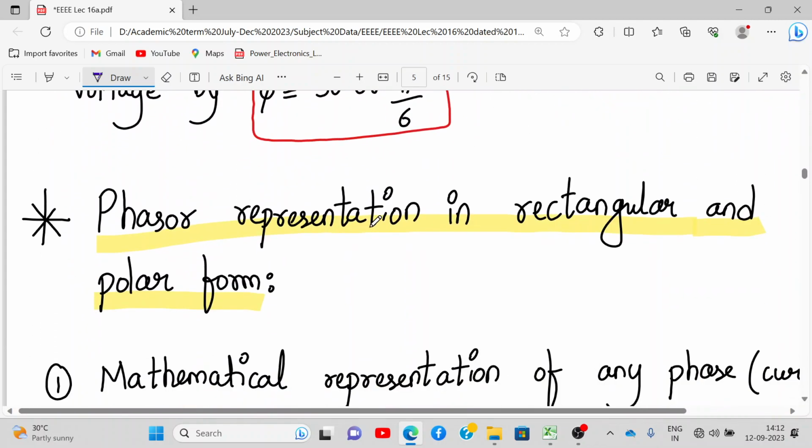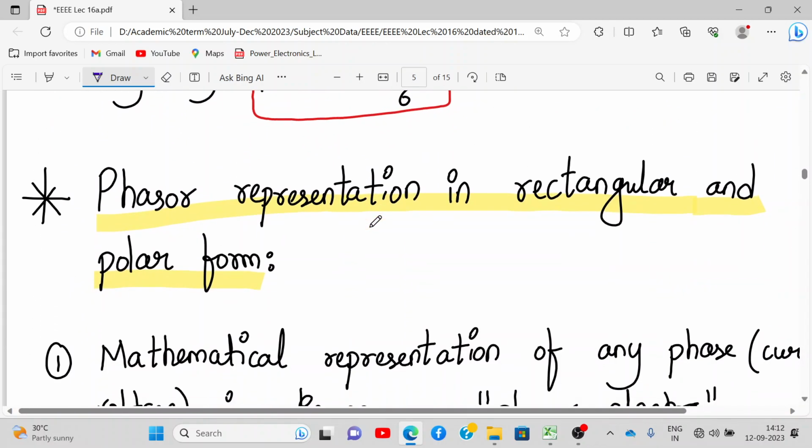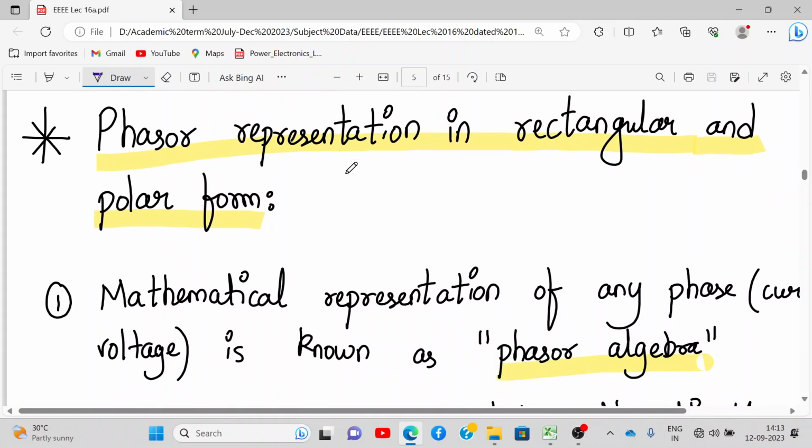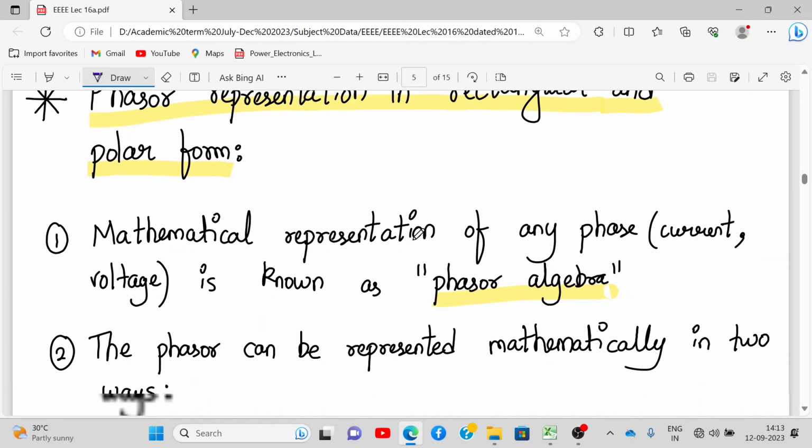Okay, fine. Now, write down this topic. Phasor representation in rectangular and polar form.